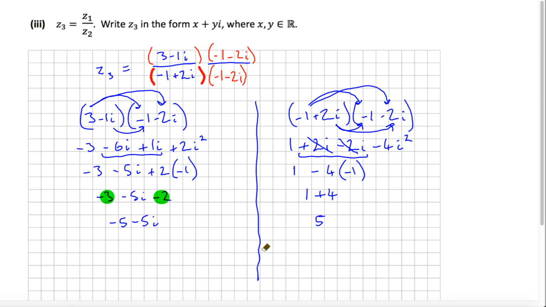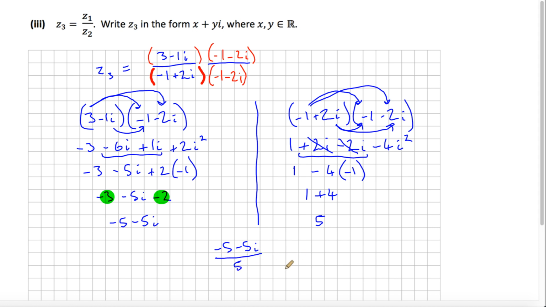So now I'm just going to combine these two back together. Put the bottom over the bottom, under the top over the bottom. So this was the top bit here. So you've got minus 5 minus 5i all over 5.